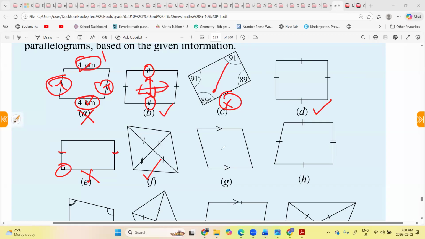In G, one pair of opposite sides is equal, one pair is parallel. Not a parallelogram. Here, adjacent sides are equal. So that is not a parallelogram. Okay, A is not a parallelogram, B is a parallelogram, C is not, D is a parallelogram, E is not a parallelogram, F is a parallelogram, G not a parallelogram, H not a parallelogram.